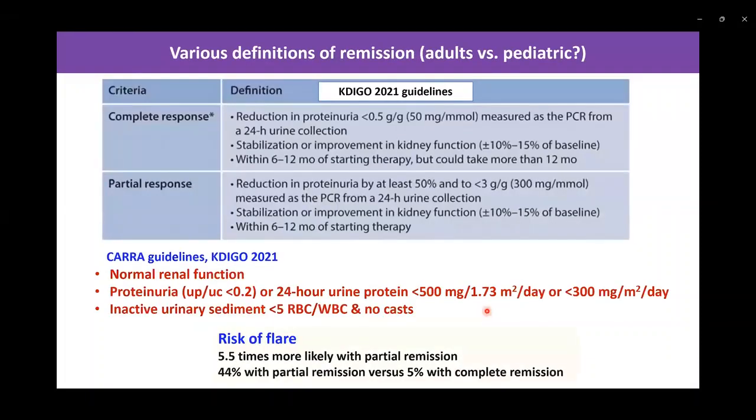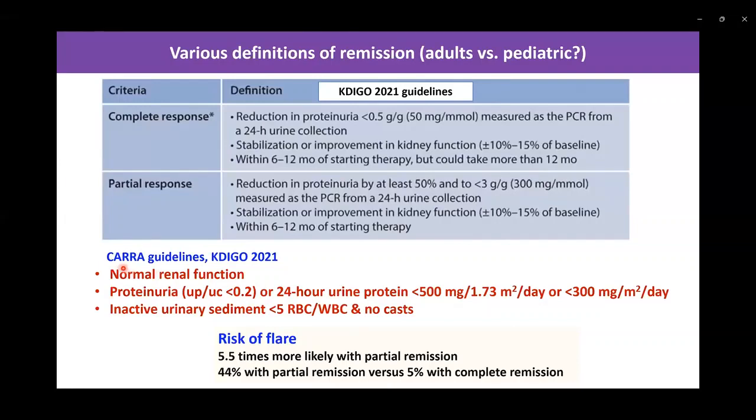Another area of considerable variability is the definition of remission and whether it should be similar in adults versus pediatric lupus. The 2021 KDIGO guidelines define complete response as a reduction of proteinuria to less than 500 milligrams per gram and a stabilization or improvement in kidney function. However, pediatric nephrologists generally emphasize a more stringent target of proteinuria reduction to define complete remission.